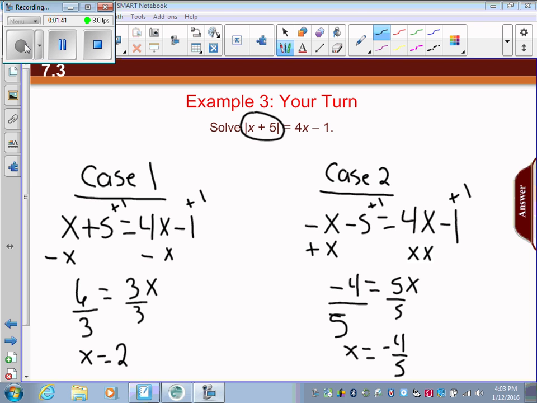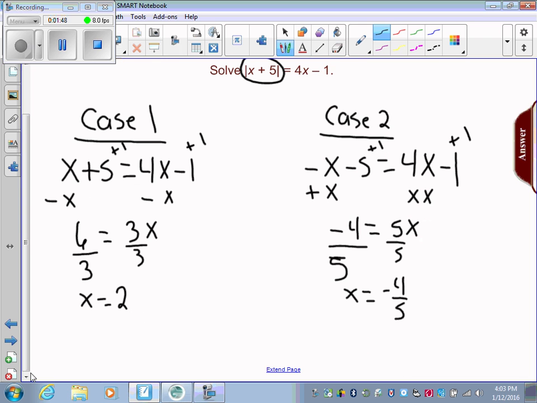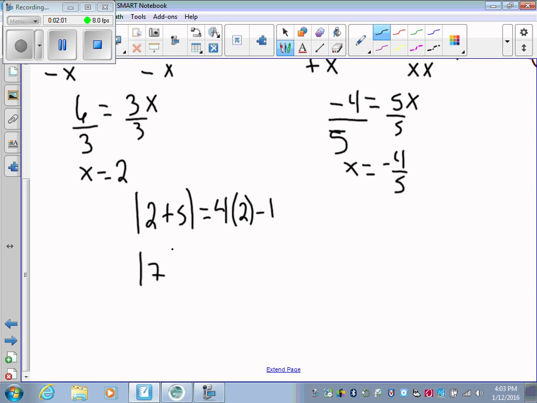So you need to try that and see if it works out, okay? So you need to verify that each one works. So if I was going to verify now, I would go up to the verification and say the absolute value of 2 plus 5 should equal 4 times 2 minus 1. That would be the absolute value of 7 is equal to 8 take away 1. 7 is equal to 7. That's correct.